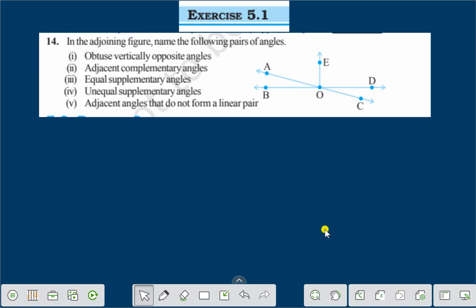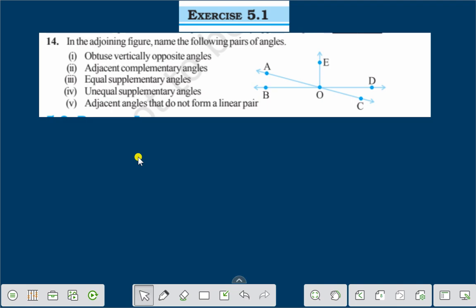Hello everyone. Today I'll discuss exercise 5.1 question number 14. In the adjoining figure, name the following pairs of angles. Number 1. Obtuse vertically opposite angles. Number 2. Adjacent complementary angles. Number 3. Equal supplementary angles. Number 4. Unequal supplementary angles. Number 5. Adjacent angles that do not form a linear pair. Right? We'll find all the angles.